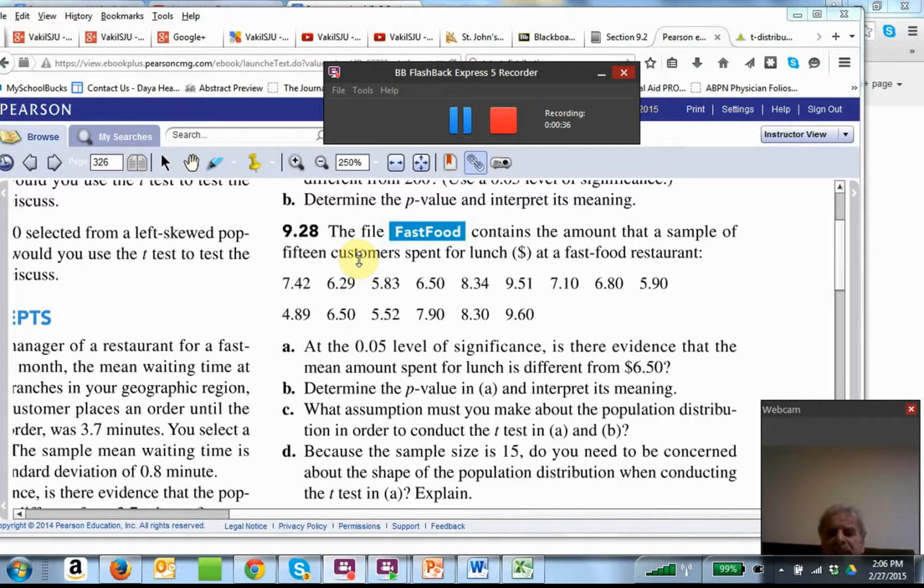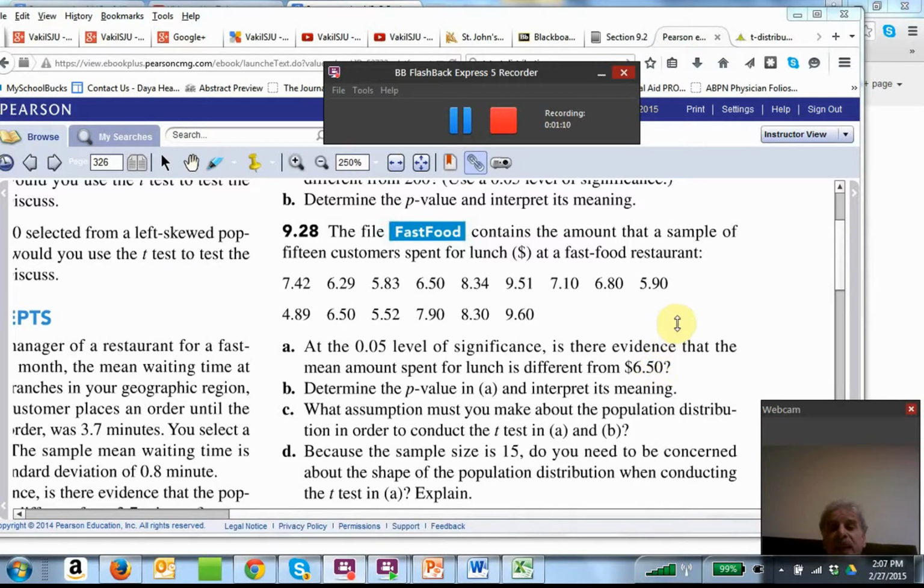Then the second thing I need to determine is whether it's related to the mean of a population or to the proportion of a population. Again, I read the problem and I can see that I am dealing with the average, or the mean, because the problem is asking me to determine if there is evidence that the mean amount spent for lunch is different from $6.50. So right now I know I'm dealing with the mean of the population.